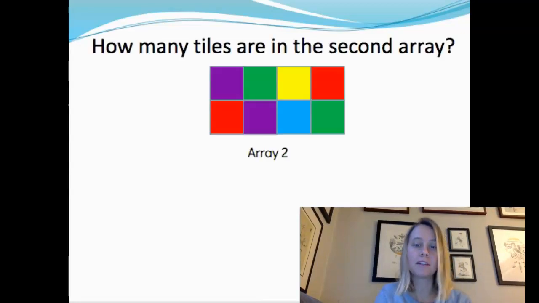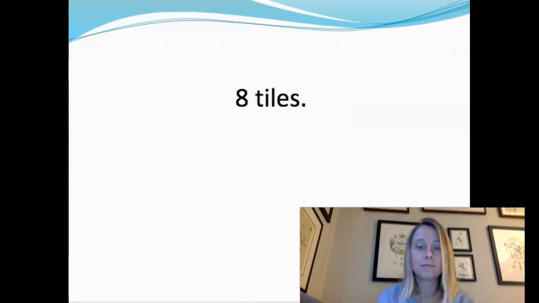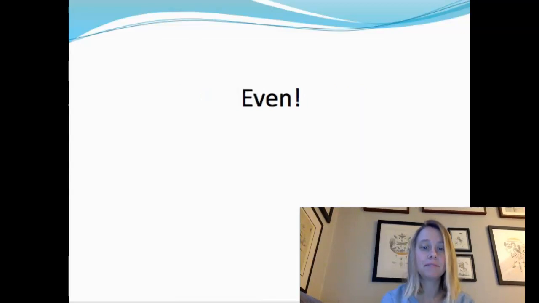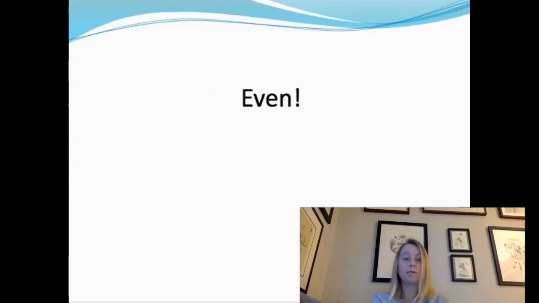Okay, look at our second array. Count them up. How many tiles are in the second array? 8 tiles. There was 2 rows of 4. And is 8 even or odd? Shout it out if you know. Even. We know this because 8 ends in an 8, and when we looked back at our array, every tile had a pair.